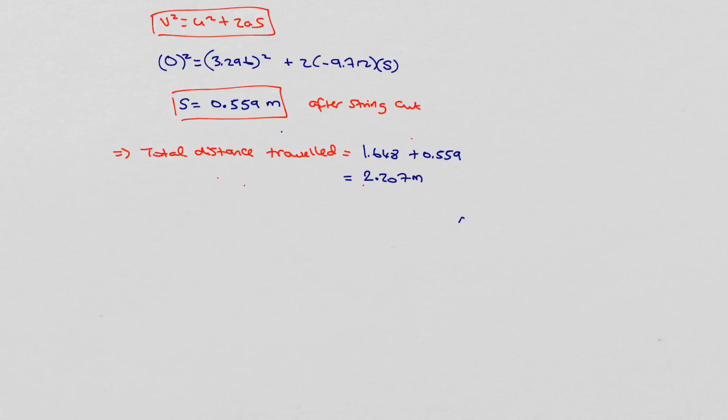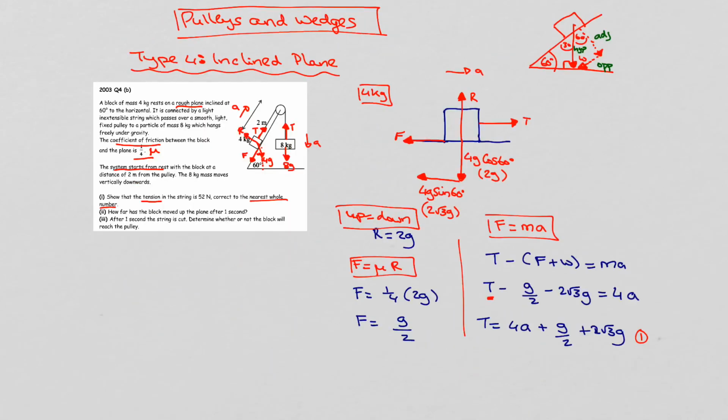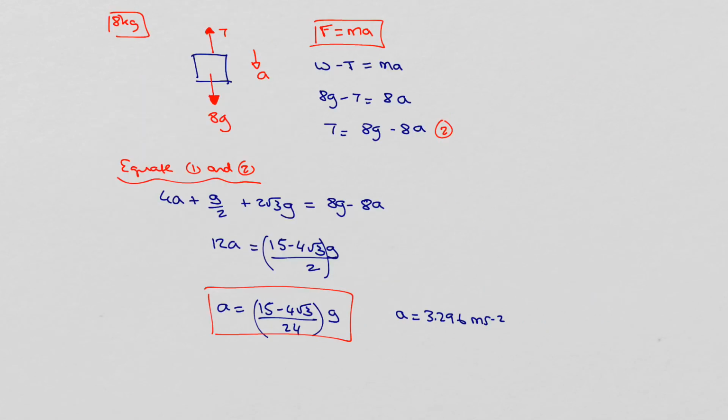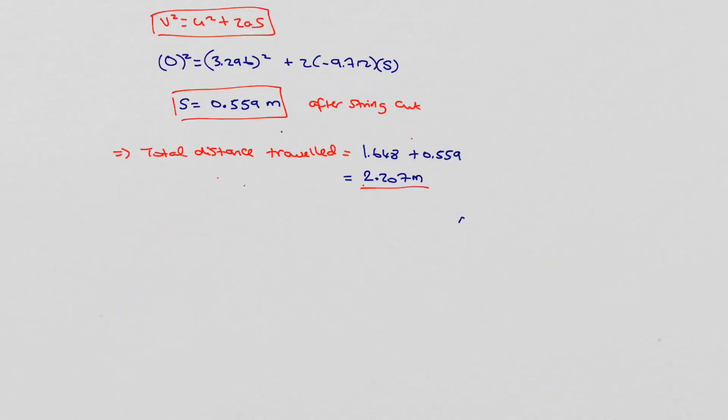2.207 meters. And of course, if we go back to the start of the question, well, how far from the pulley was it? Well, it was a distance of 2 meters from the pulley. So therefore, if it has travelled a distance of 2.207 meters, then yes, hence distance travelled is greater than 2 meters. Therefore, it reaches the pulley.